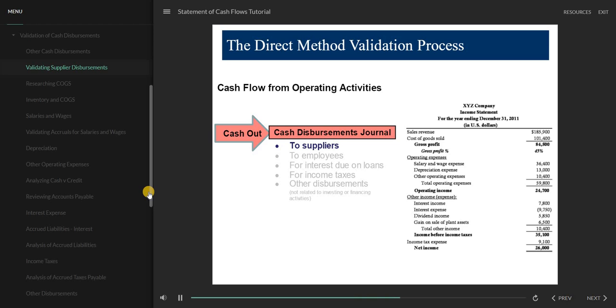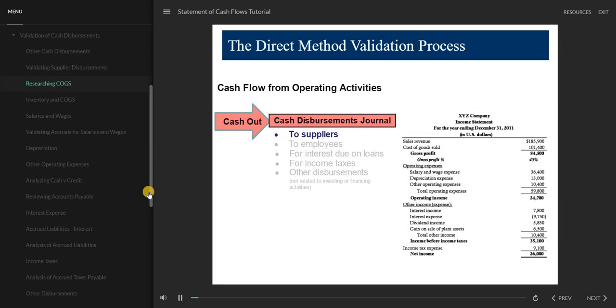We'll start this validation process on the cash disbursements by focusing on our supplier payments and looking to our income statement for validation. Let's begin by focusing on cash payments for inventory. Again, we're going to look at this as though XYZ Company is merely a small retailer. We're doing it this way because it is really the easiest way to comprehend this material. As we look at our income statement, the first expense item we want to consider is cost of goods sold. We see that our cost of goods sold was $101,400.